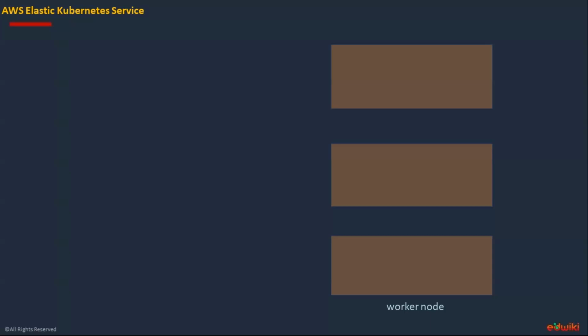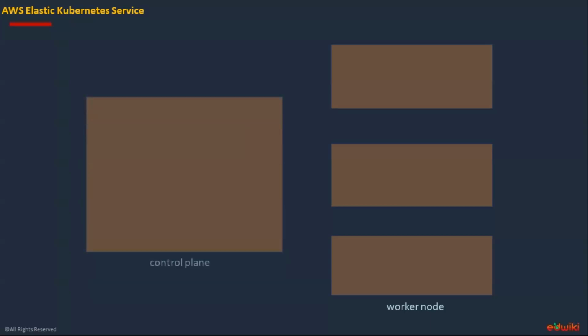Though AWS is setting things up for you, you need to tell AWS, hey, this is what I'm looking for, correct? So if you say, hey, I need 3 worker nodes, AWS will prepare everything for you, create 3 worker nodes, install the packages over there, everything, do it for you.